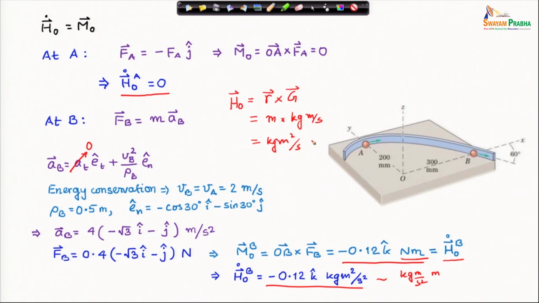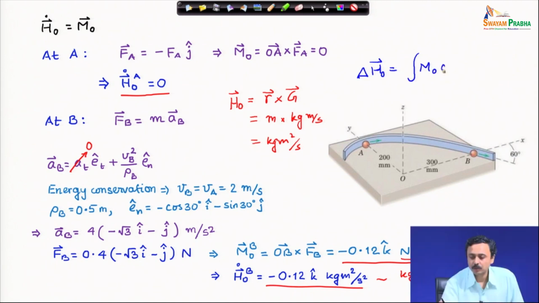And if you look at the impulse momentum form, which says that the change of angular momentum is the integral of the moment about O, after I do that integration over time, this is the angular impulse momentum form.